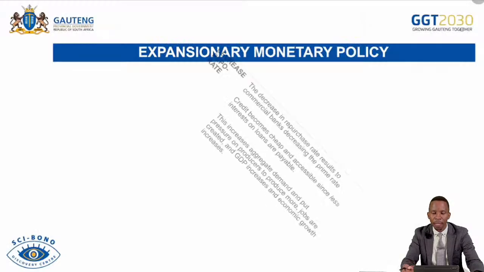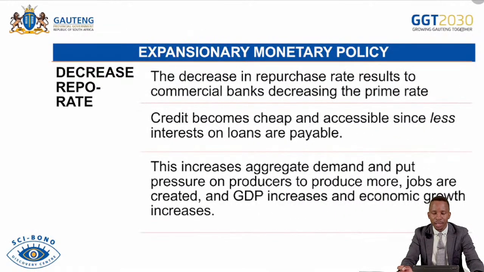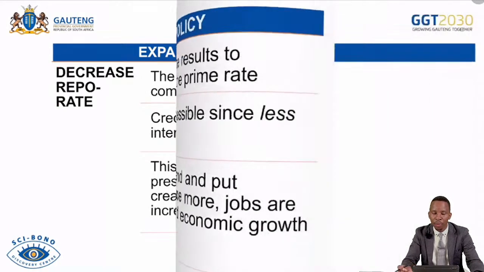And then the business cycle. So the part of the business cycle here, we have the monetary policy instrument. First, we talk about the repurchase rate, which is also known as the repo rate. The decrease in the repurchase rate results in commercial banks decreasing their prime rate. Remember, repurchase rate is the interest rate that is charged by the South African Reserve Bank to commercial banks on their borrowings. Credit becomes cheap and accessible if ever the interest rate has been reduced. These increase aggregate demand in the economy and increase GDP as well as economic growth.